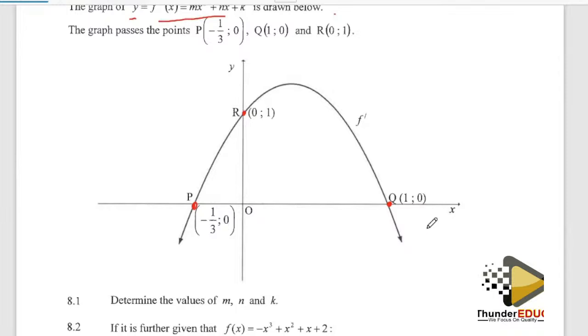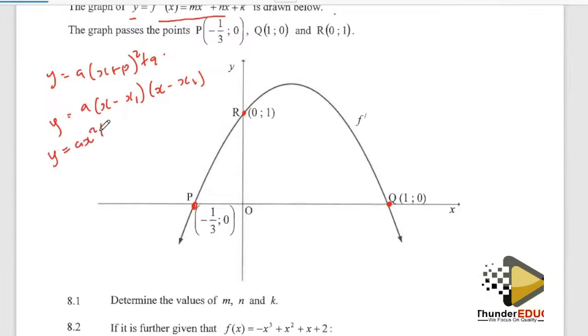Now, guys, this is a parabola, that we know. So with the parabola, remember we said we have 3 formats. We have the turning point format, whereby we look at x plus p squared plus q. We have the intercept format, x minus x1, and then x minus x2, something like that. And then we have the general one, ax squared plus bx plus c.